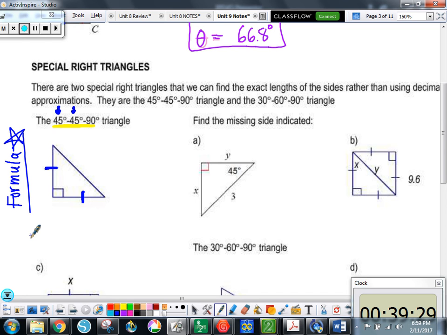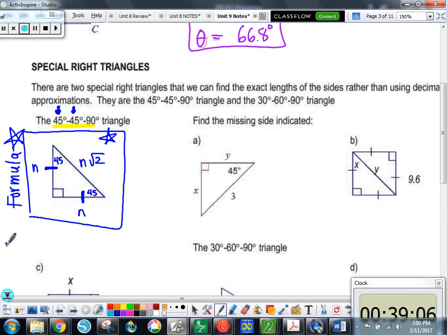So on a 45, 45, 90, these would both be 45. And we're going to call this n, because it's isosceles, and n square root 2. Now I can prove this to you using the Pythagorean theorem if you wanted me to. So right here, maybe make a big box. Please have that memorized.